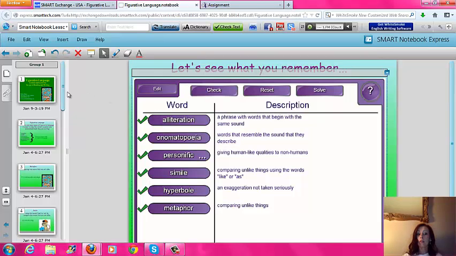That is the end of this presentation. I hope you enjoyed this slideshow and this presentation from Smart Notebook. This is something that I would use in my classroom, and it would support a very quick activity to maybe at the end of the lesson support what I've taught and show me what my students know.